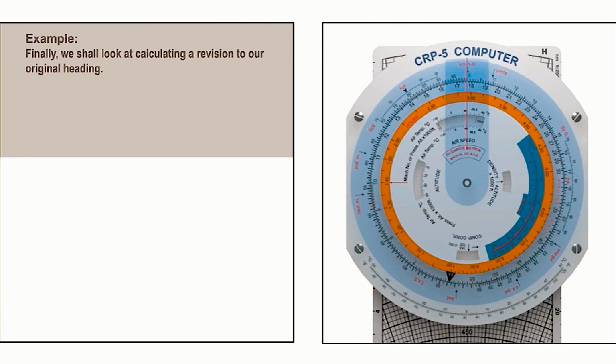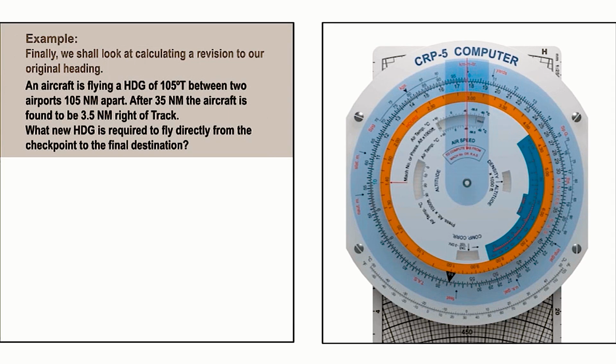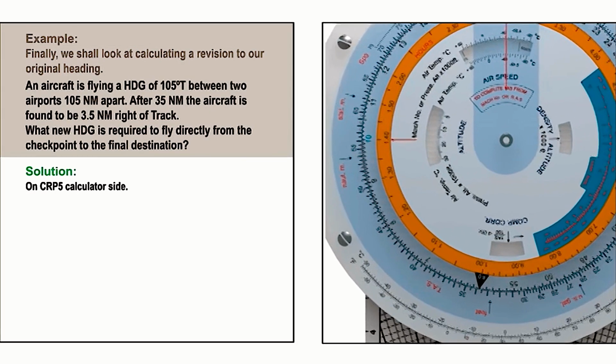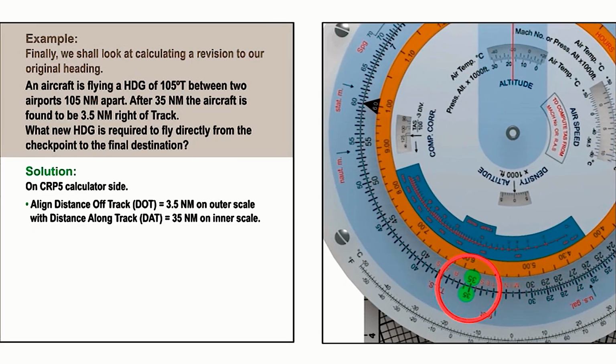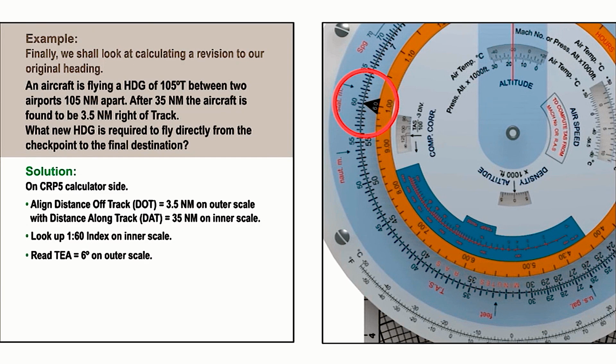We will now look at calculating a revision to our original heading. Our two airports are 105 nautical miles apart, and we have been heading 105 degrees true. After 35 miles, we are 3.5 nautical miles right of track. First, we calculate the track error angle by aligning our distance off track, 3.5 nautical miles, on the outer scale, with our distance along track, 35 miles, on the inner scale. We then read off the track error angle of 6 degrees against the 1 in 60 index black triangle.